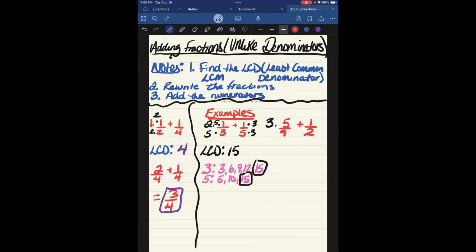So now 5 times 1 is 5, and 5 times 3 is 15. Plus, keep the plus sign, 1 times 3 equals 3, and 5 times 3 is 15. So now we're going to keep the 15 and put an equal sign right there. And 5 plus 3 equals 8. So that's our answer for number 2: 8 over 15. All right.